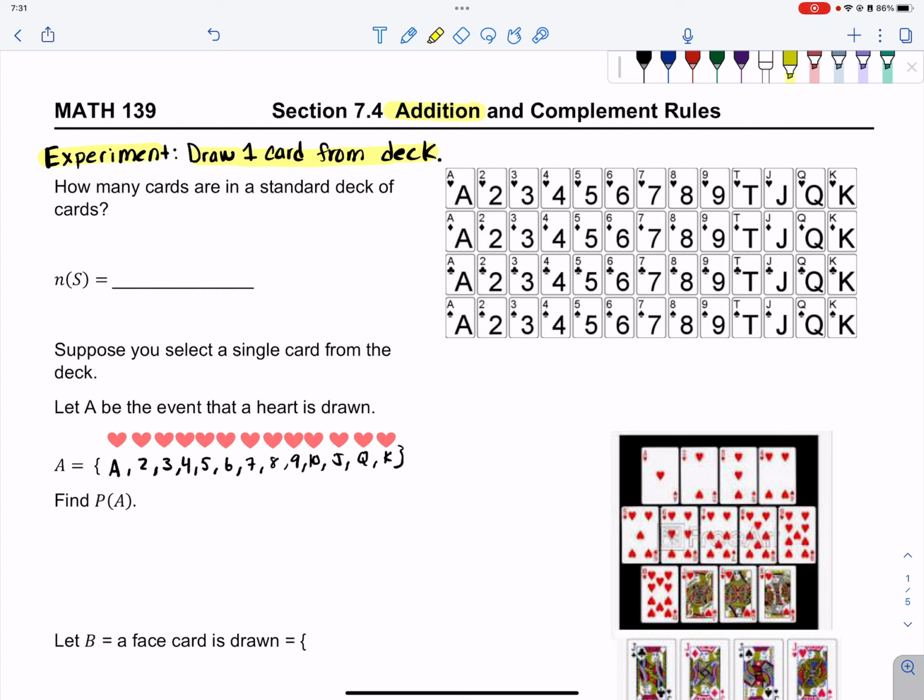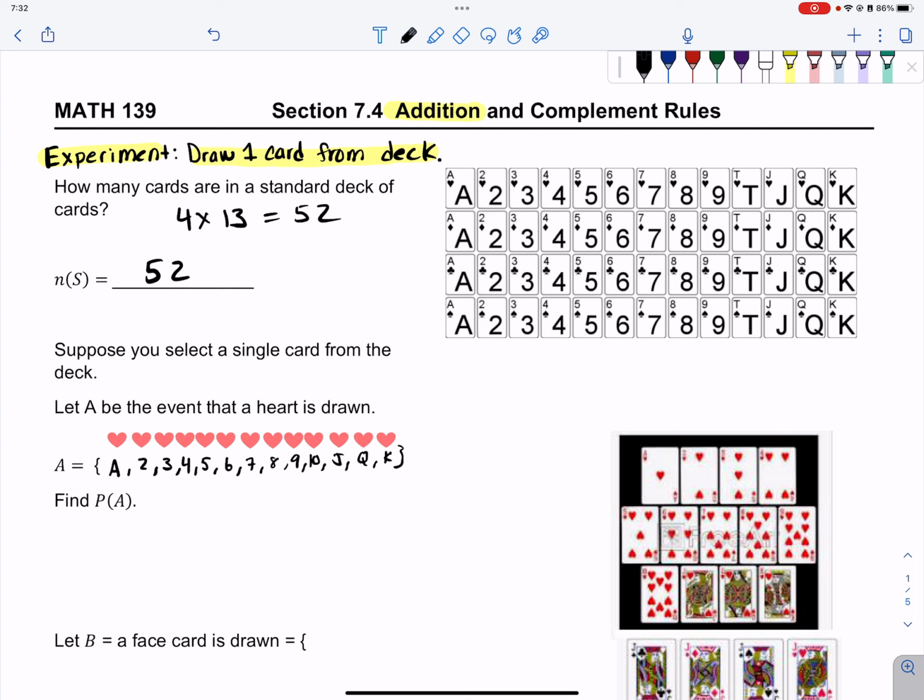The first thing that we need to figure out with this is how many cards are there in our standard deck of cards. Well, we have a picture over here on the right of our deck of cards. The deck of cards consists of 4 different suits, and each of the suits have 13 cards, the ace through king. So to figure out our number of cards in the deck, we can take 4 and multiply that by 13 to give us 52 cards in our entire deck. This is the number of elements in our sample space because we are only drawing one card from the deck. So n of S is equal to 52.